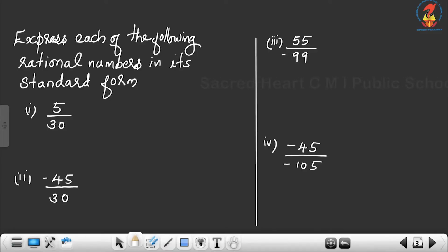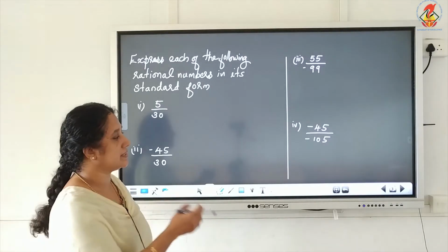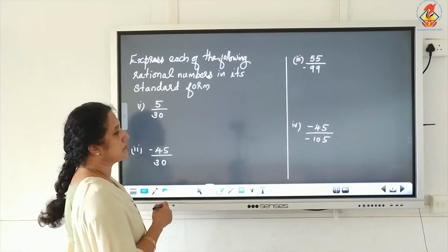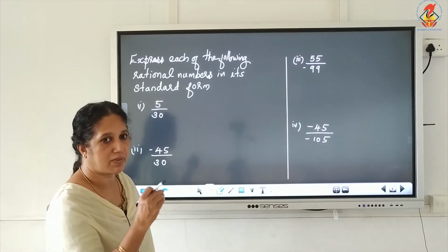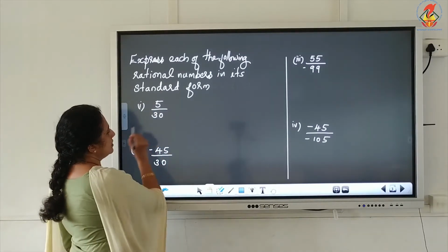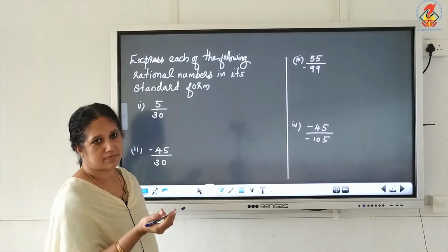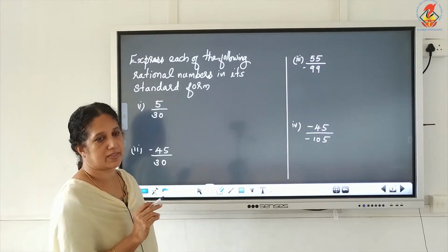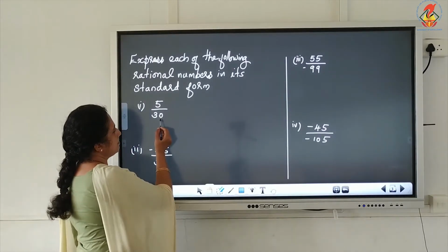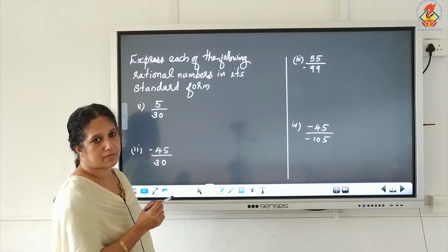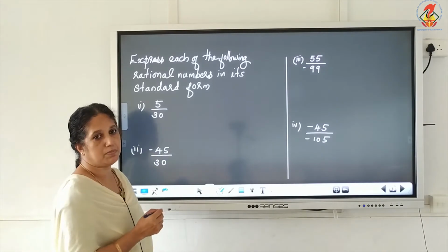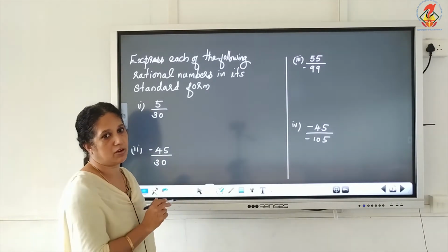Now express each of the following rational numbers in its standard form. We have to write them in the standard form. First one, 5 by 30. You have to look into the two conditions one by one. The denominator is a positive integer, so the first condition is satisfied. Then the second condition: can we reduce it to the lowest form, or is it already in the lowest form? No, it is not in the lowest form.